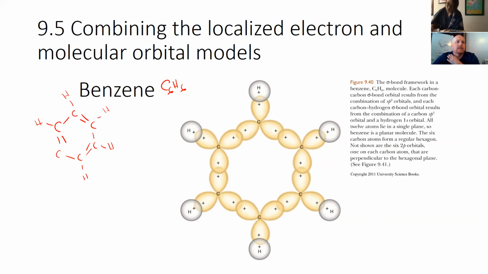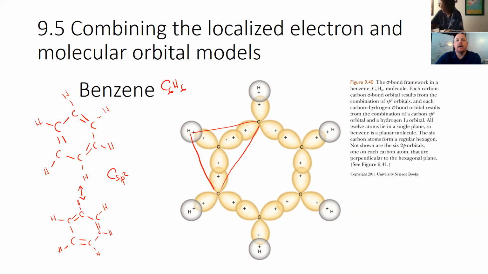And it has resonance, right? So you could draw the Lewis structure of benzene also like this, where all three of those double bonds are just shifted around the ring of carbon atoms. This particular molecule has all of the carbon atoms sp2 hybridized. So when we look at the orbital picture here, we can consider each of those carbon atoms to be bonded in a trigonal planar electron geometry.